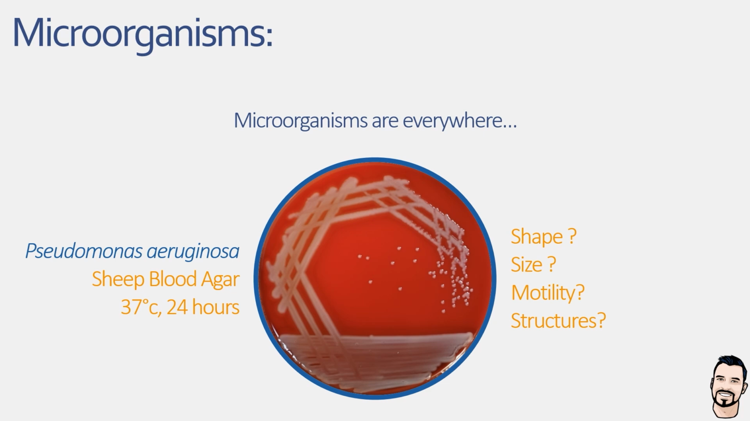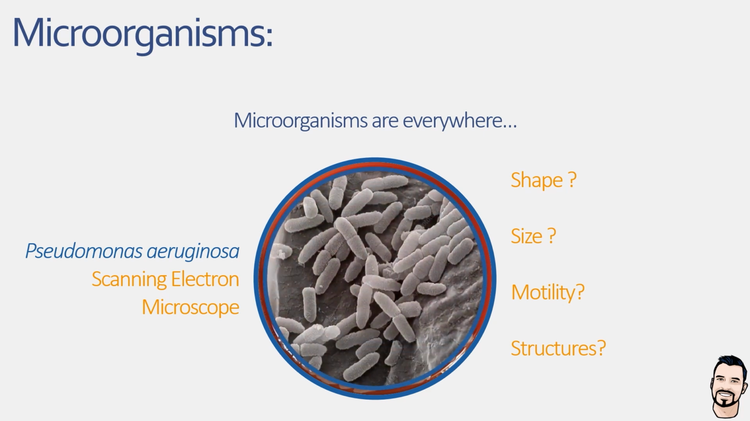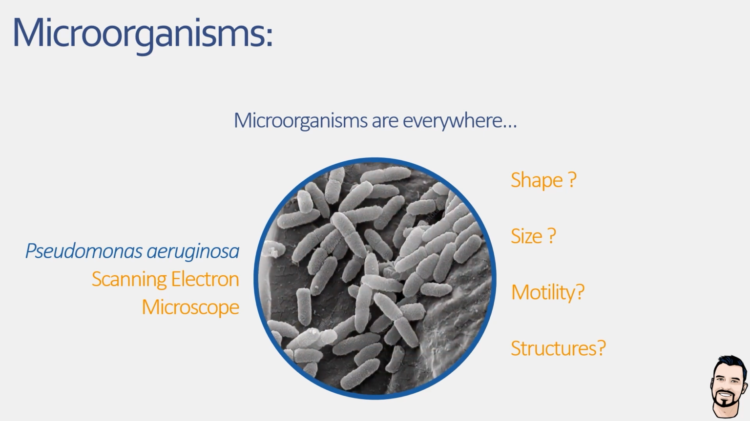And this is where the field of microscopy helps. It allows us to magnify microorganisms to the point where we can start to resolve some of these features. And so here we can see Pseudomonas aeruginosa cells that have been visualized using high-powered scanning electron microscopy. And from this we can start to see that Pseudomonas aeruginosa cells are rod or bacillus shaped cells. They measure about 1 micrometer in diameter and anywhere between 2 and 5 micrometers in length. Unfortunately, using this particular method, we can't determine if the bacteria is motile.